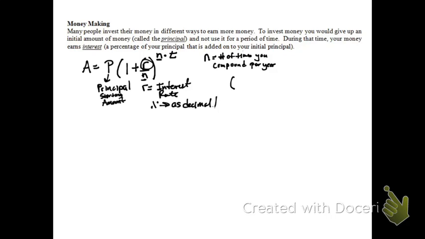T is still the time in years that we've had our investment invested, and A is our final amount. So this is our final amount after T years go by. So let's see if we can use this information to solve a couple of problems.